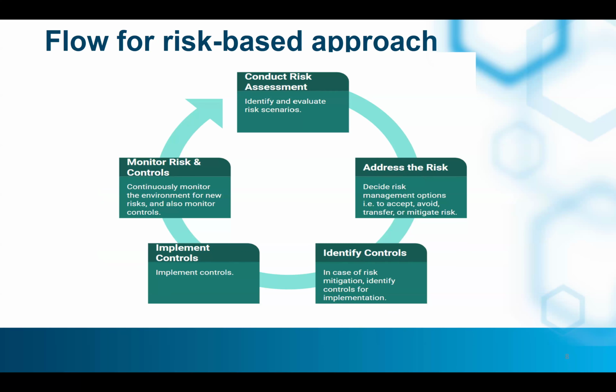So you start by conducting a risk assessment where you identify specific risk scenarios, if you will, evaluate the scenarios, and then assign them ratings, etc. Then you move on to managing the risk by either choosing to accept the risk, mitigate, transfer, or avoid. But assuming you choose to mitigate the risk, you then identify your controls for implementation, and then go ahead and implement those controls, right?